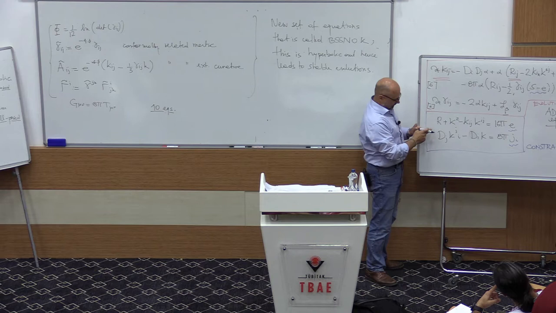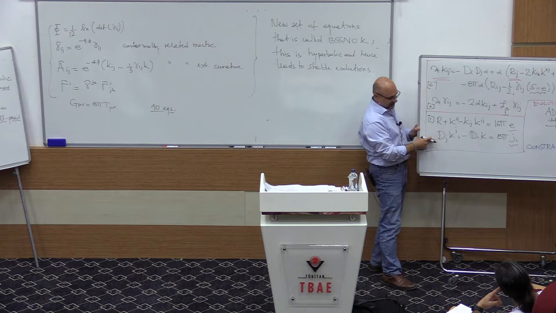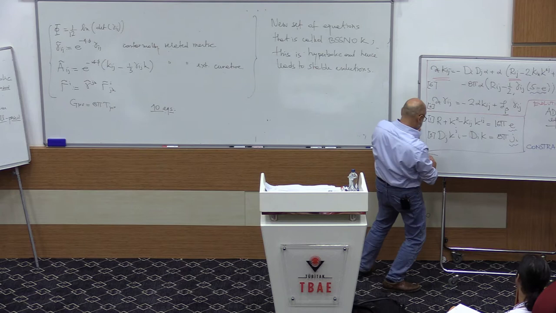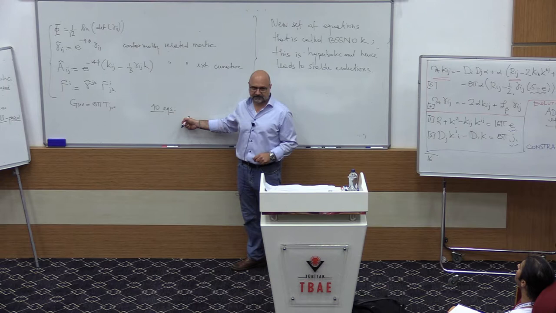How many do I have here? 1, this is a scalar equation. In fact, this is an elliptic nonlinear equation. How many equations do I have here? 3. Okay, so I can even do this myself. 6 plus 6 plus 1 plus 3 is 16. Okay, I have 10 equations. Well, why is there this difference? Well, I have too many equations.